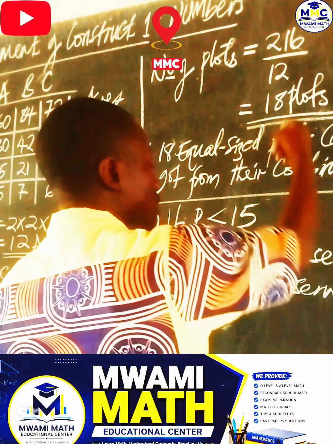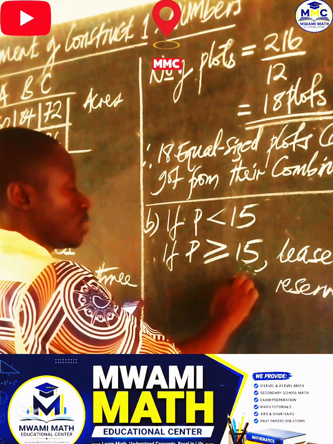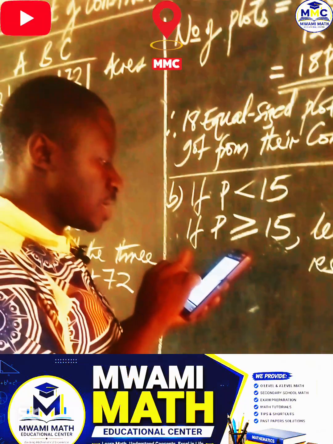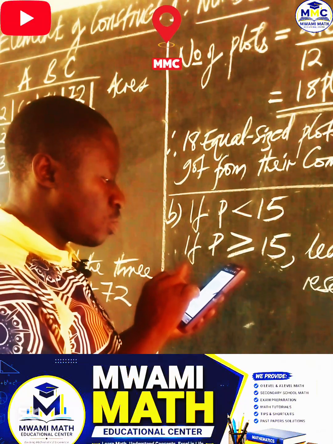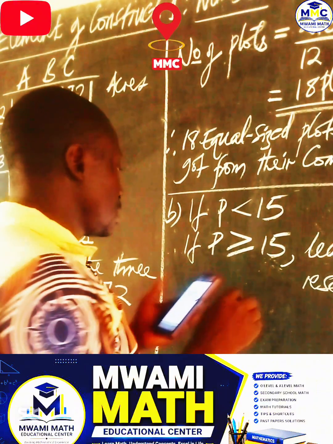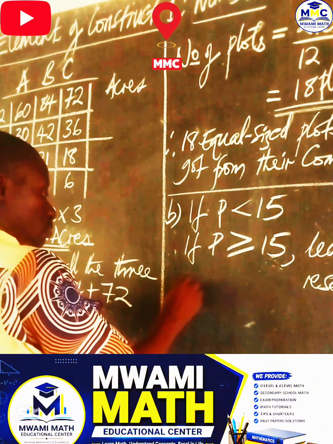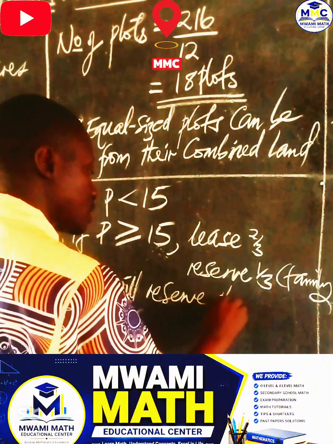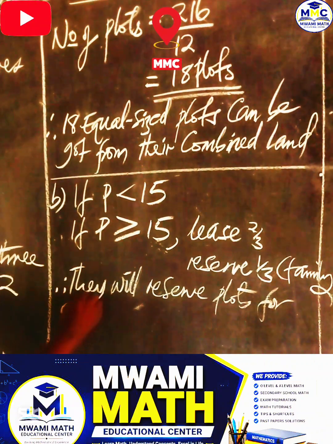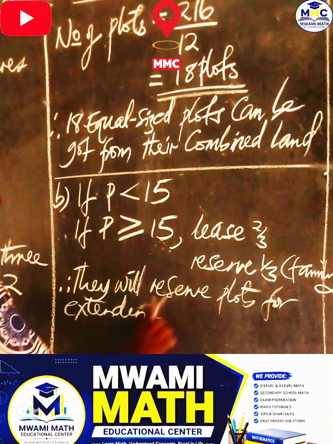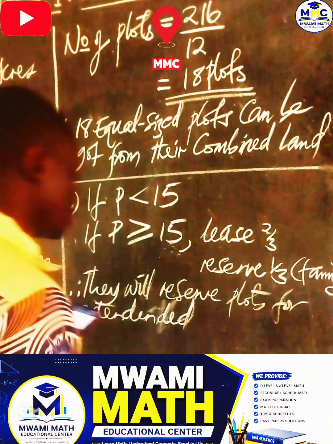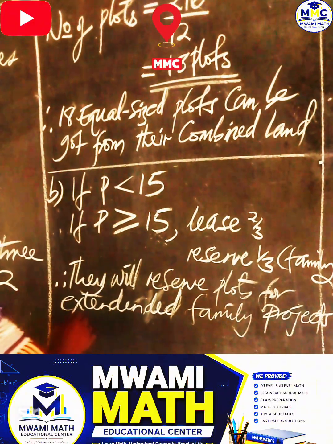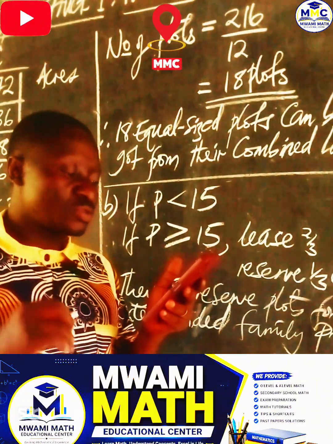According to our result here, the number of plots is 18, meaning they satisfy this condition. In other words, in our response, where they are saying decide whether they will reserve plots for the extended family projects, you write in your response and say, therefore, they will reserve plots for extended family projects.